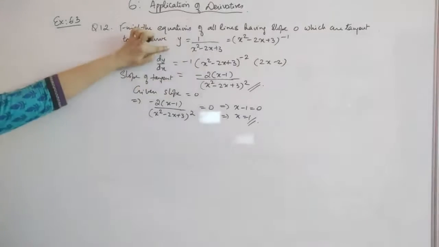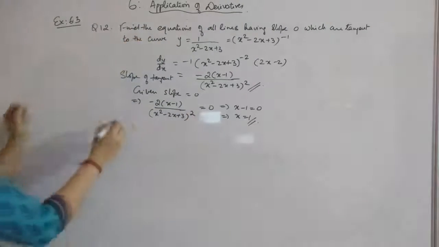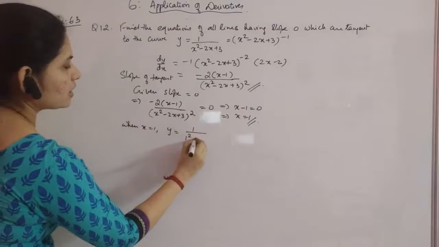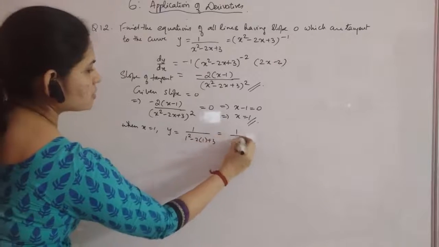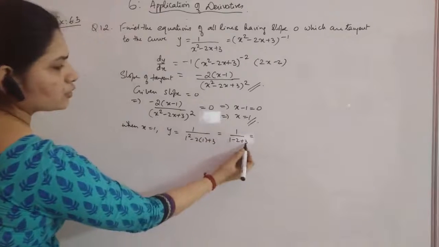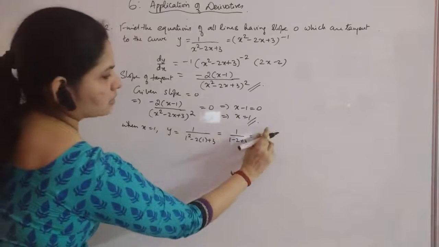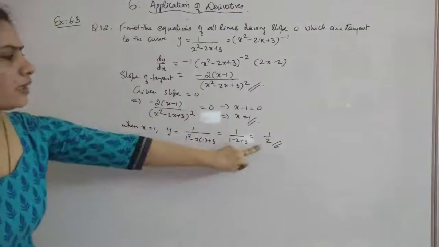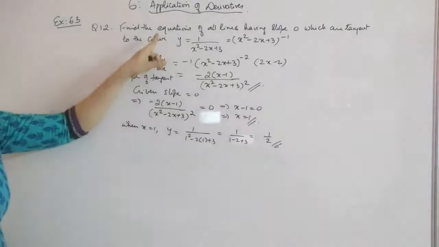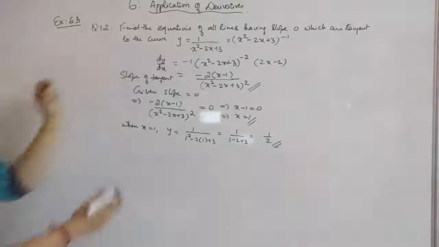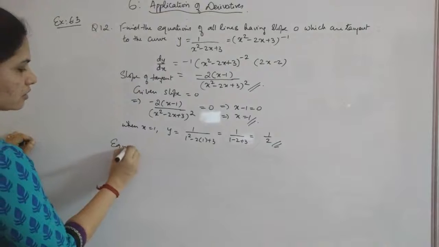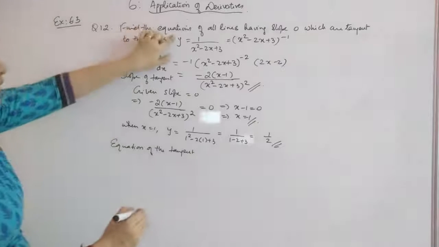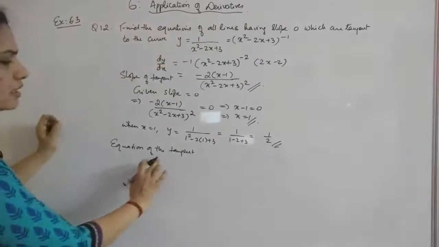Now you have to find out what is y, and you will substitute the value in the curve. Therefore when x is equal to 1, y will be 1 by 1 square minus 2 into 1 plus 3, which is equal to 1 by 1 minus 2 plus 3, which gives you 1 by 2. So 1 comma 1 by 2 is the point where the line is tangent to the curve. So we will find out now the equation of the tangent. You have to find out all lines, that means the equation of the tangents.